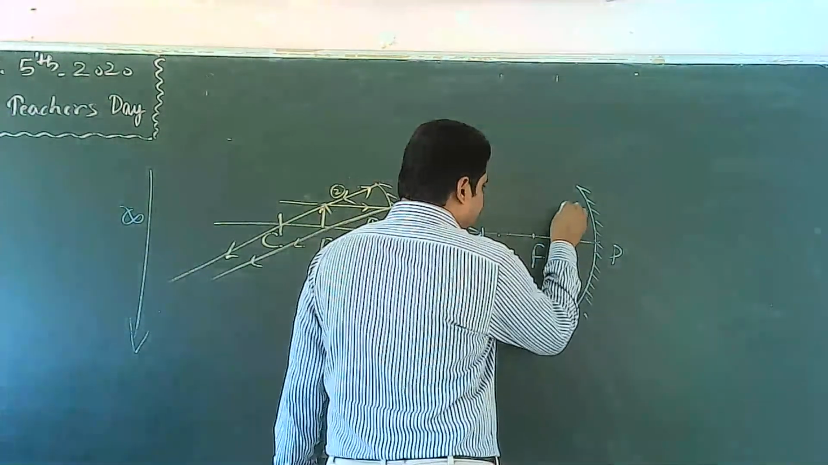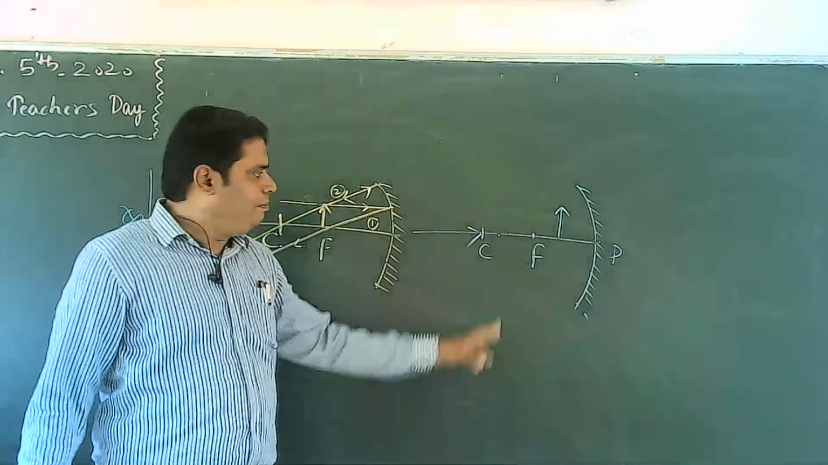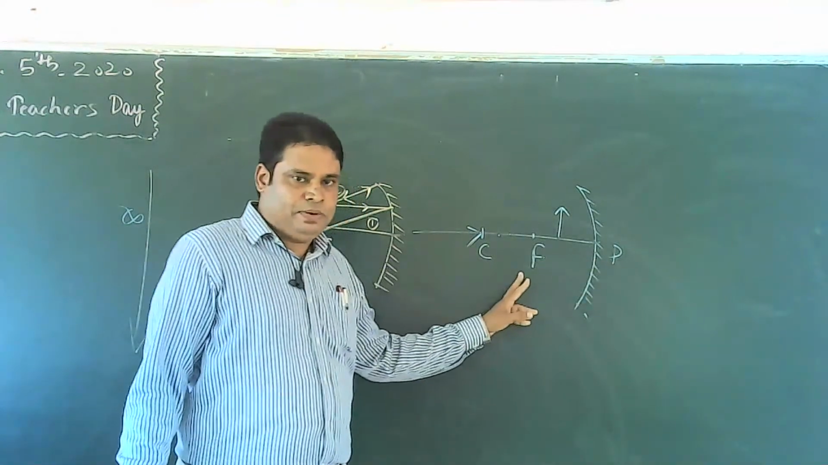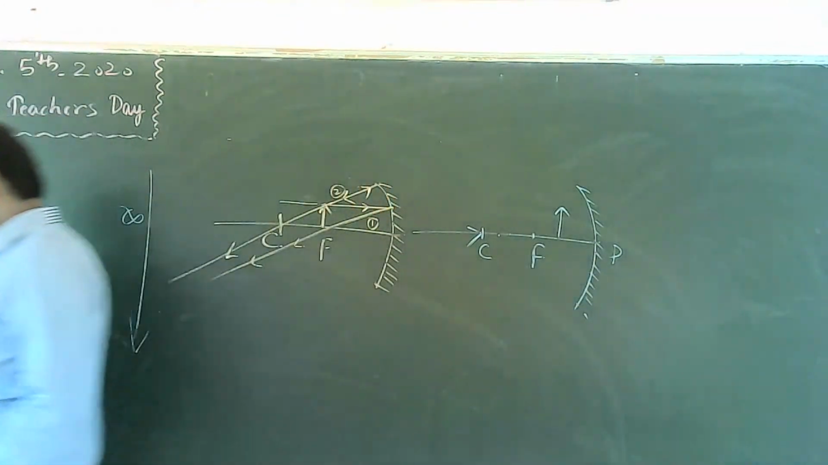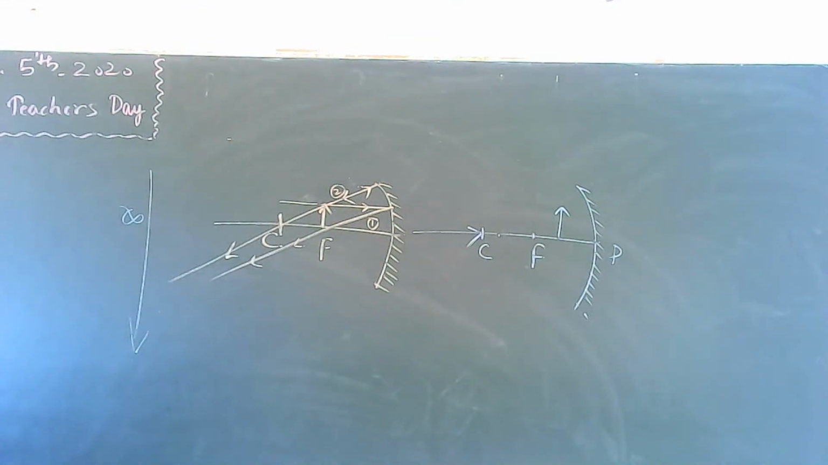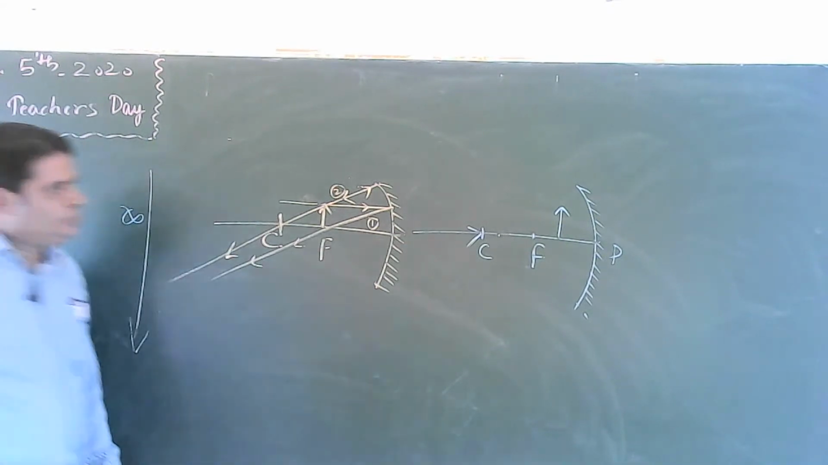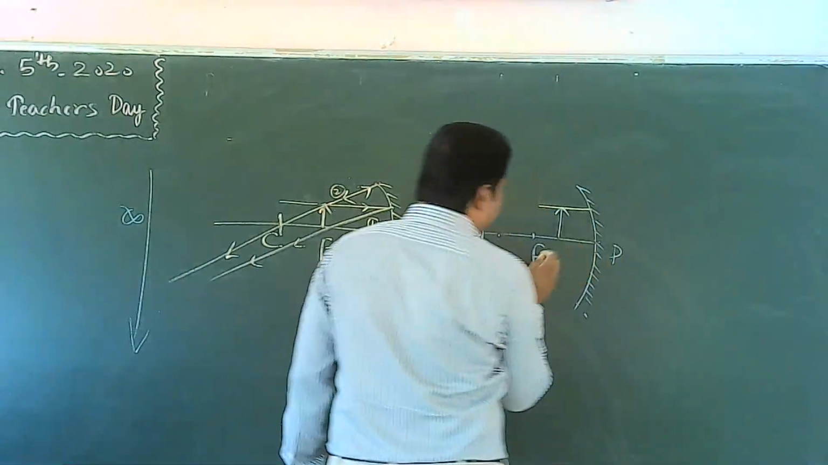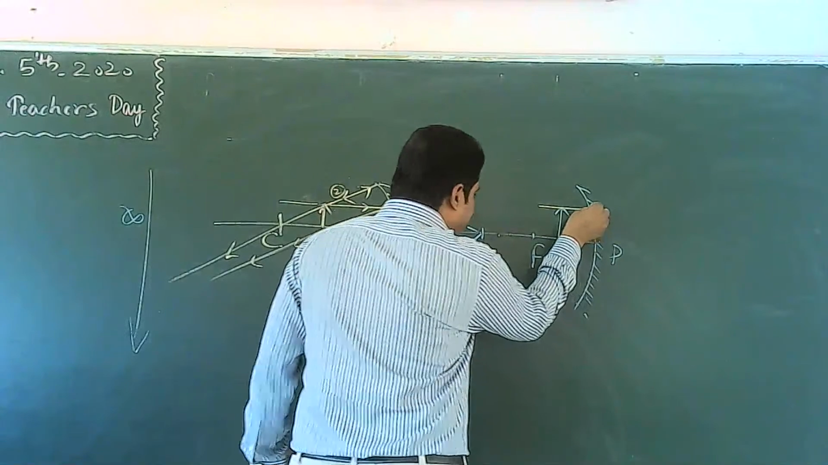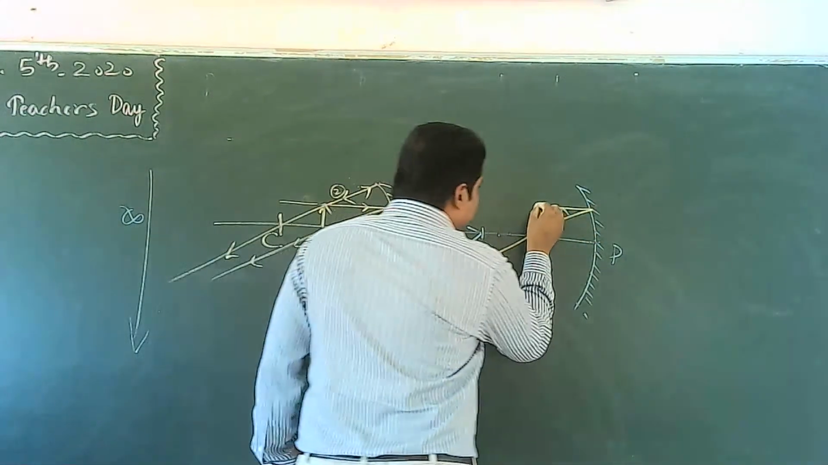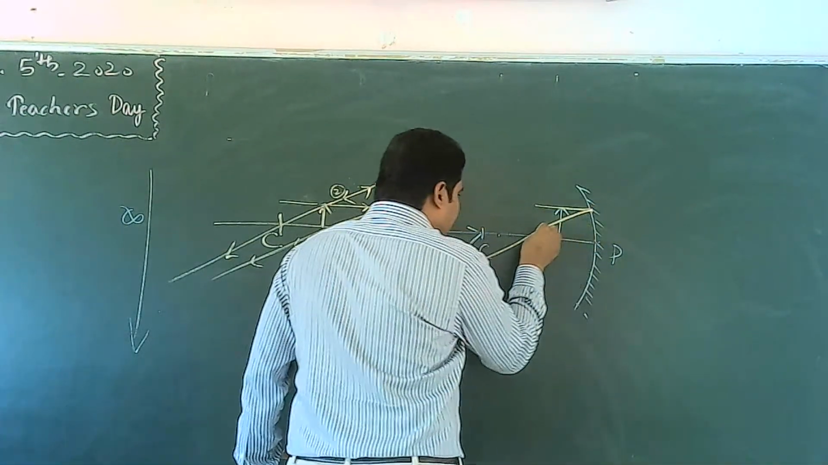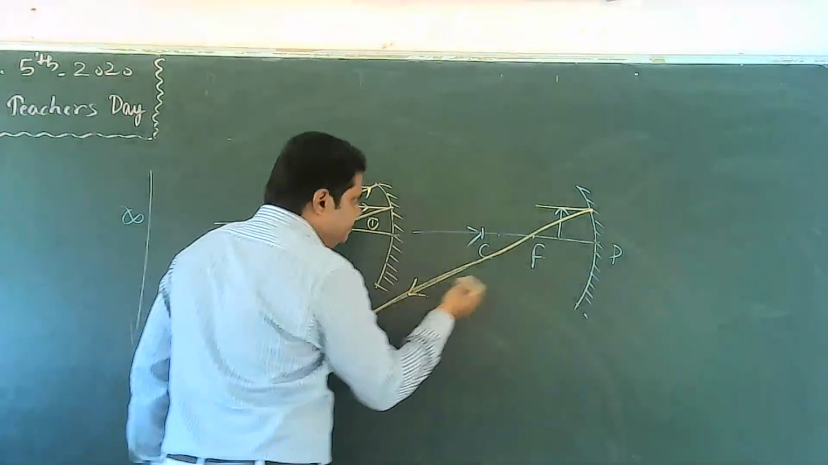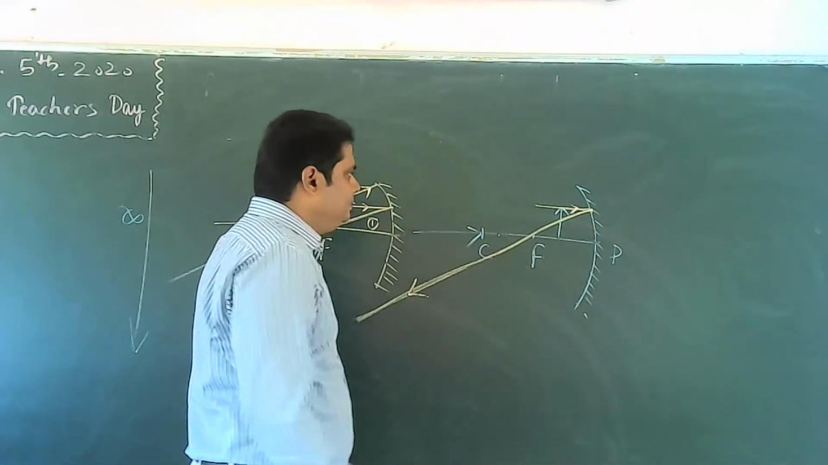Imagine the object is placed somewhere here, between F and P, principal focus and pole. Then, a ray will start from this object and pass through F. The ray will start from this point. It will pass through F. This ray.